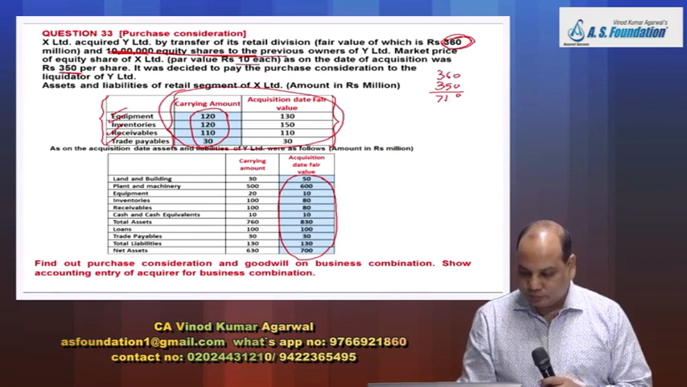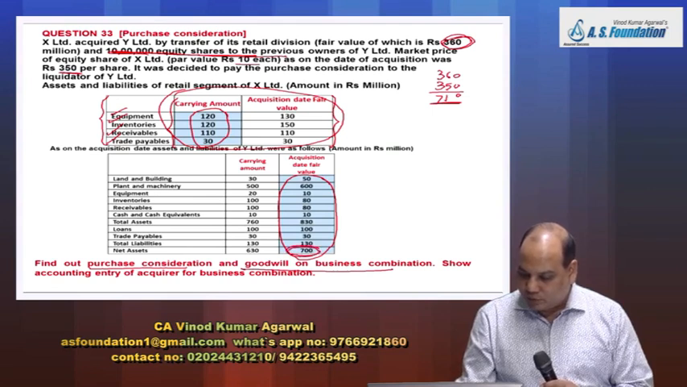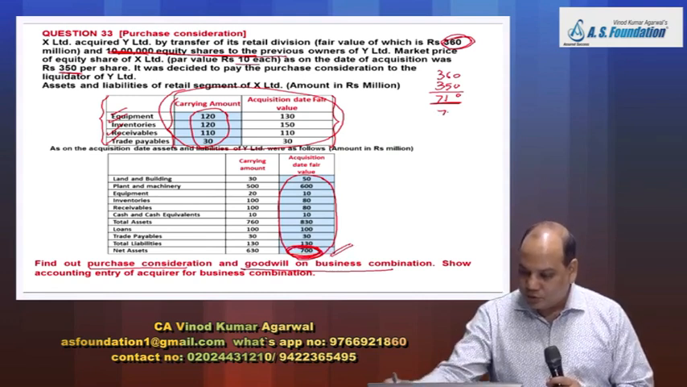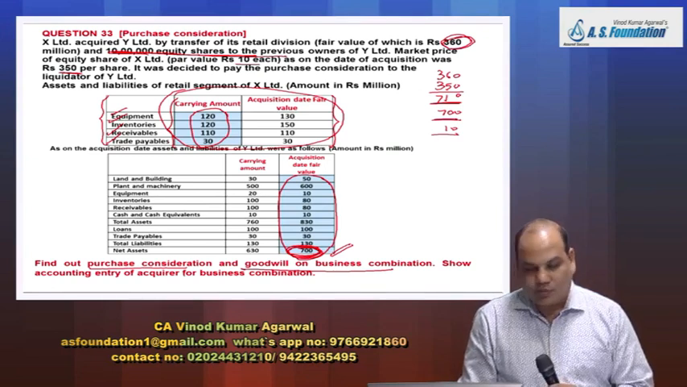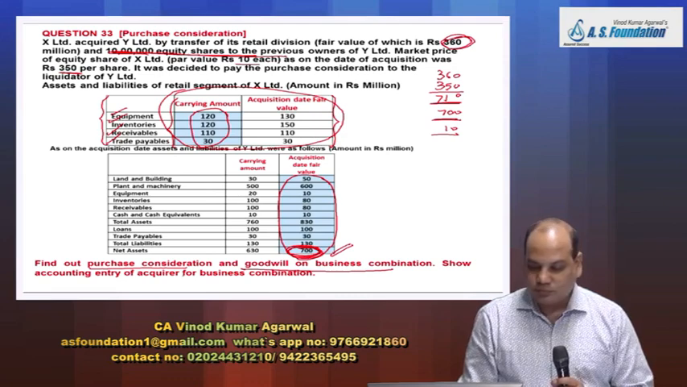Okay. The question is not very difficult. Find out the purchase consideration, 710, and find out the goodwill. The fair value of net assets is 700. So what will be the goodwill for this question? 10. Yes, so fast. Show the accounting entry for the business combination in the books of the acquirer.